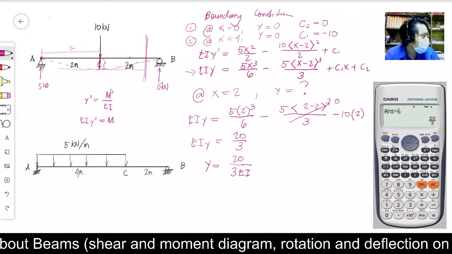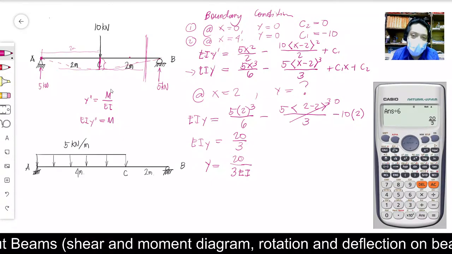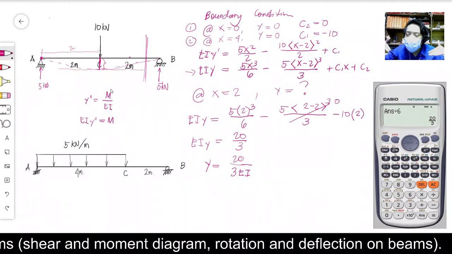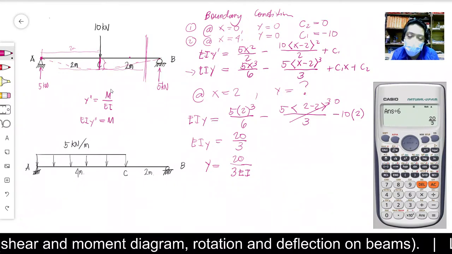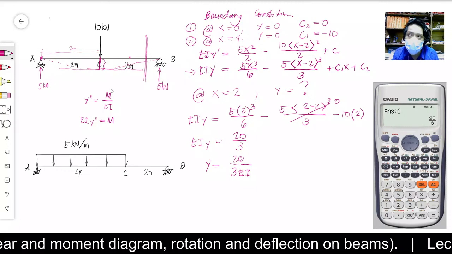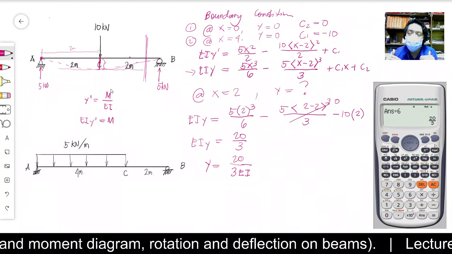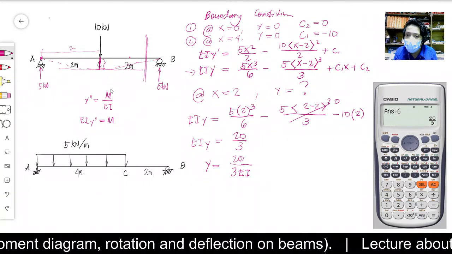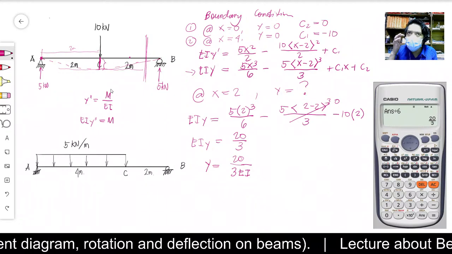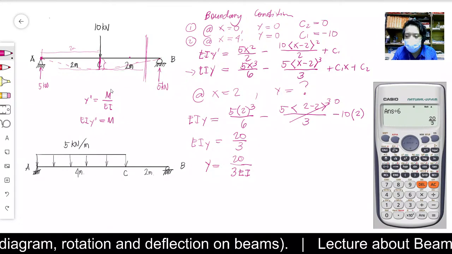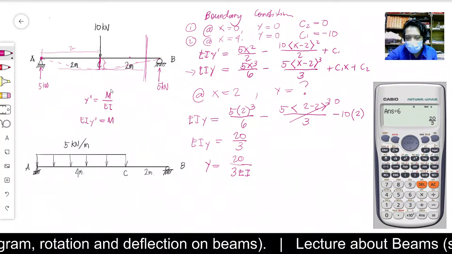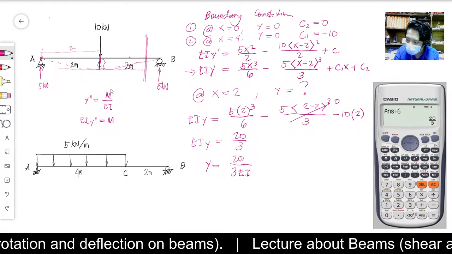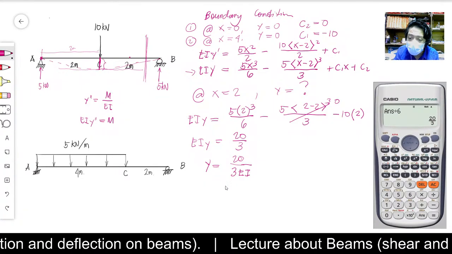Mirror. It is symmetric, so the curve will also be symmetric, the elastic curve of the beam. Since it is symmetric, it follows that the tangent line at point C is also horizontal. So we are expecting that the value of theta, or the slope at point C, should be 0. Let us try to solve whether it is indeed zero.